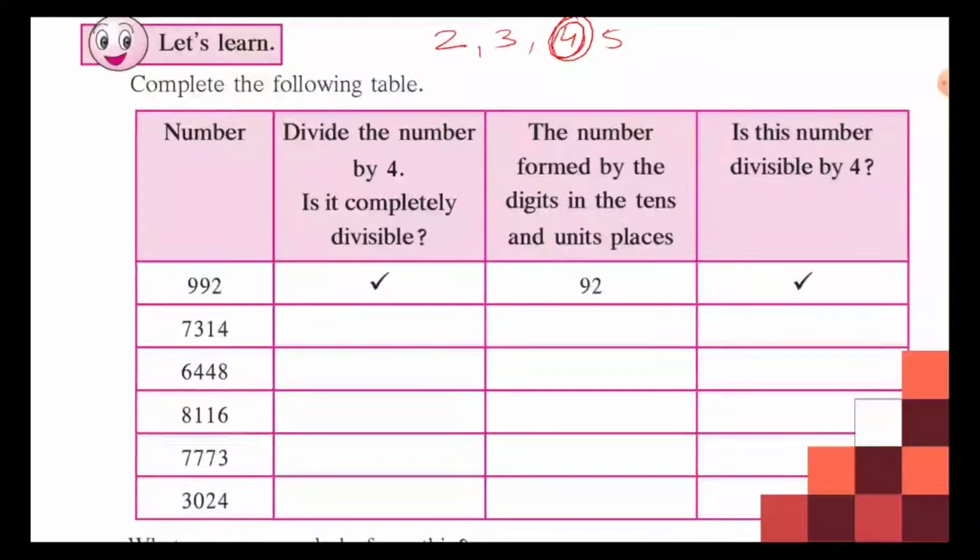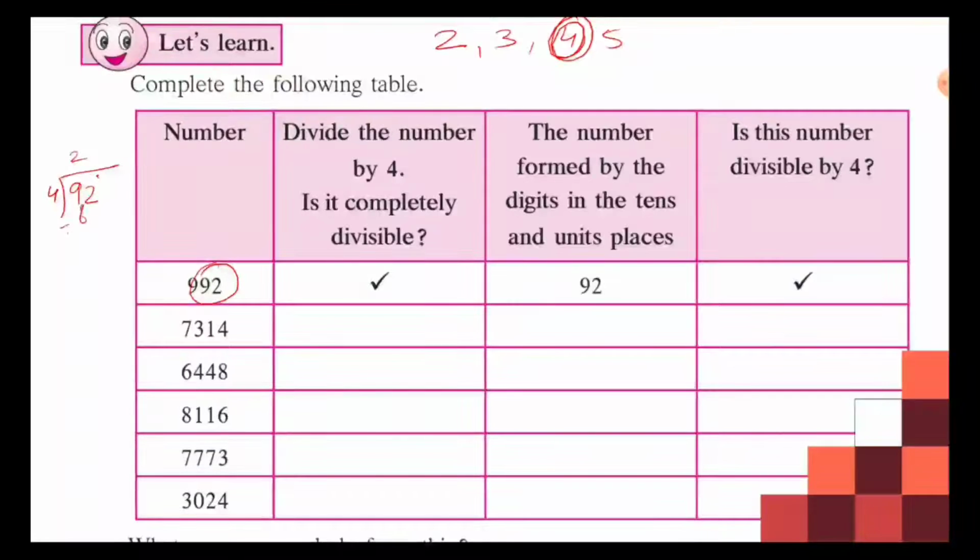Okay, how to test divisibility by 4? Any number which is given to you, is it divisible by 4 or not? How will you do it? You have to just select the last two numbers. In 992, the last two numbers are 92, and divide it by 4. 92 को हमको क्या करना है, डिवाइड बाय 4 करना है.